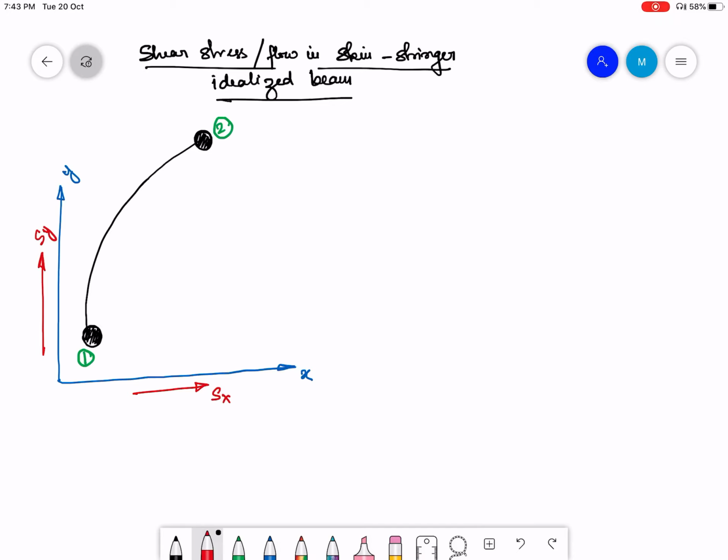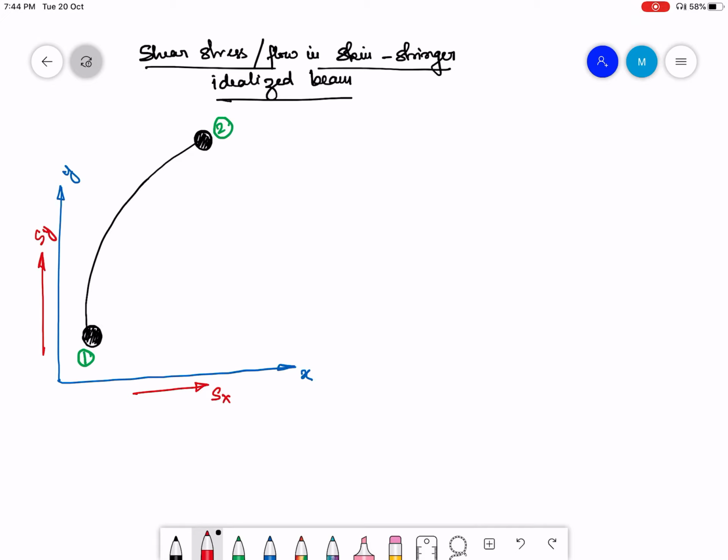In this lecture, we will continue with the analysis of shear stress or shear flow in a skin-stringer idealized beam. In the last lecture, we figured out how to find the shear center and the shear flow in an open cross-section beam, which is idealized using the skin-stringer simplification. In this lecture, we will see how to handle a portion of an aircraft component which is curved, not horizontal or vertical or inclined in a linear fashion.